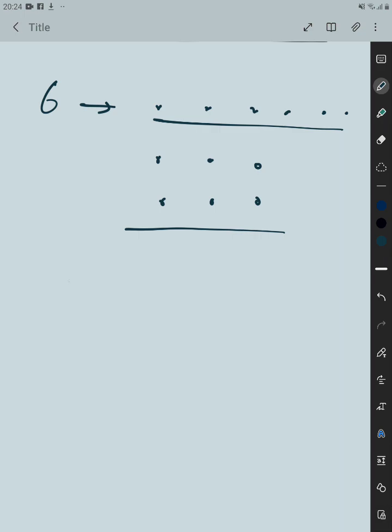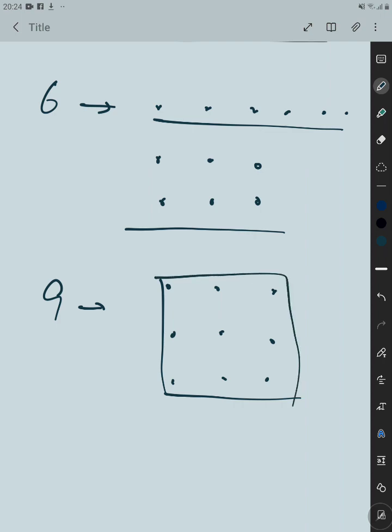For example, 9 is there. With the 9 you can make a square like this. Basically this is a square. You can make a rectangle also from this. So this kind of patterns can be made by any whole numbers.